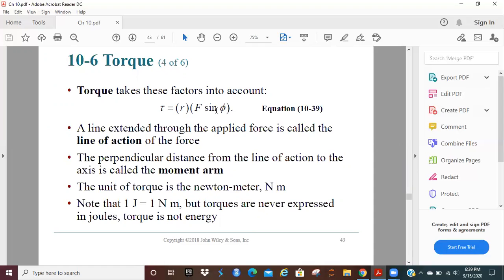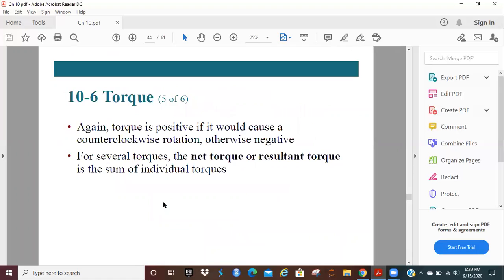So a line extended through the applied force is called the line of action of the force. The perpendicular distance from the line of action to the axis is called the moment arm. Units of torque are going to be the Newton meter. Now, it just so happens that a Newton meter and the joule are equivalent, but you never express torque in joules. It's not really considered to be energy. That's why they use the Newton meter.